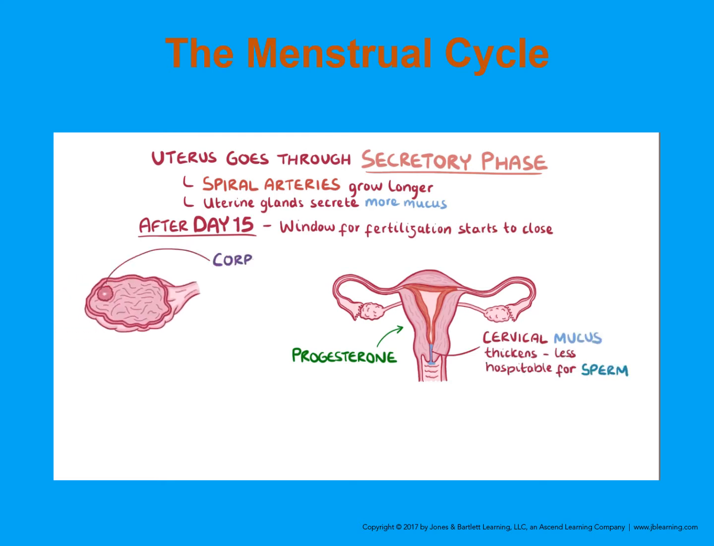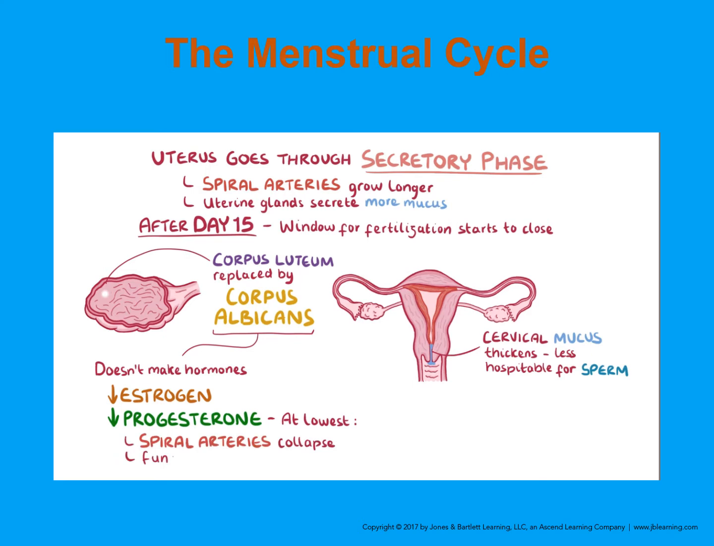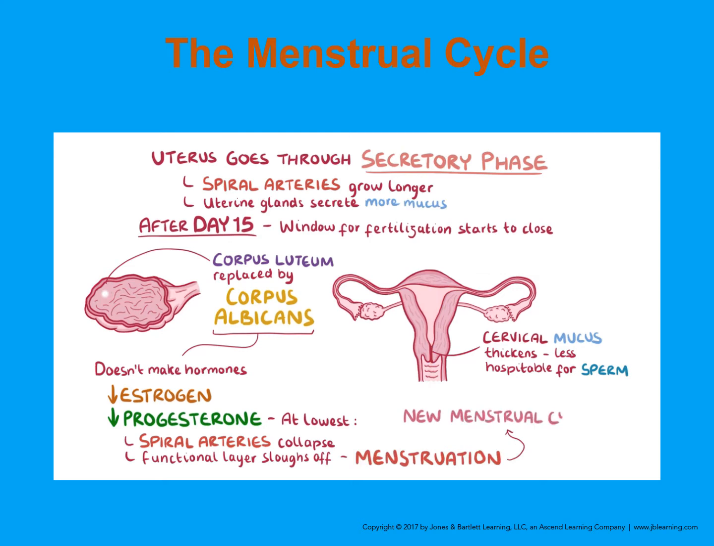Over time, the corpus luteum gradually degenerates into the non-functional corpus albicans. The corpus albicans doesn't make hormones, so estrogen and progesterone levels slowly decrease. When progesterone reaches its lowest level, the spiral arteries collapse, and the functional layer of the endometrium prepares to shed through menstruation. This shedding marks the beginning of a new menstrual cycle and another opportunity for fertilization.